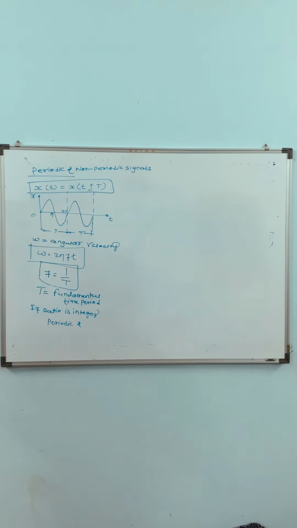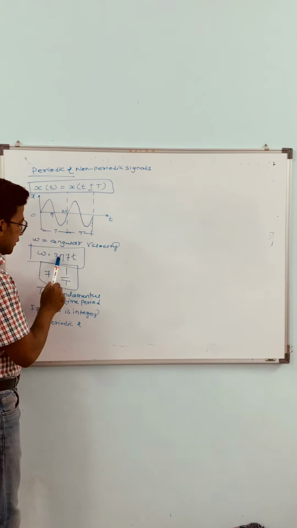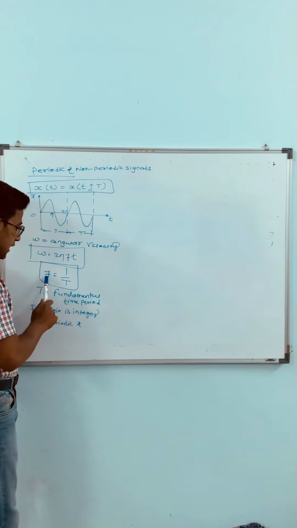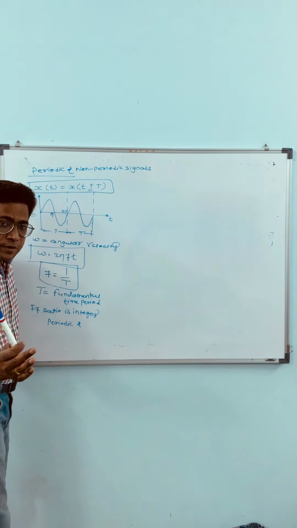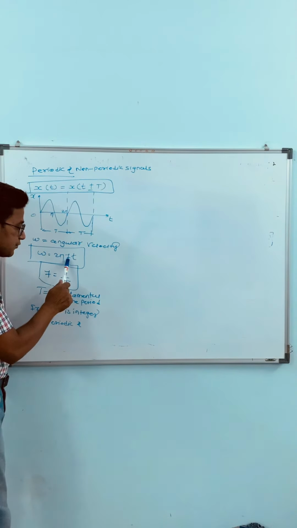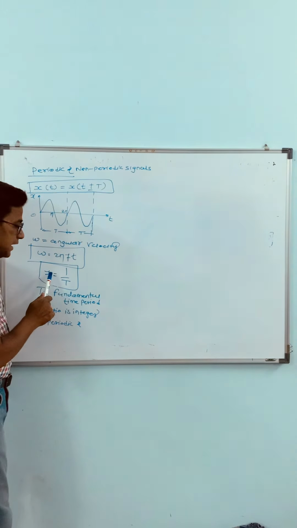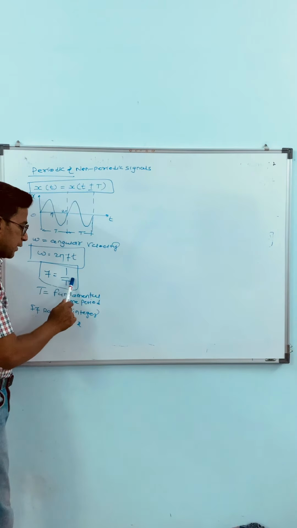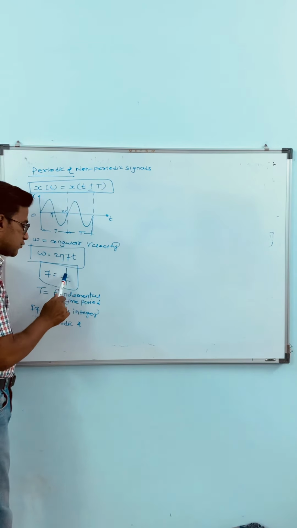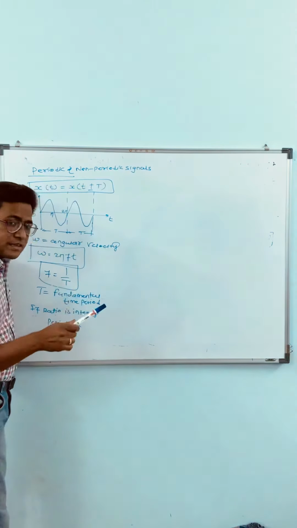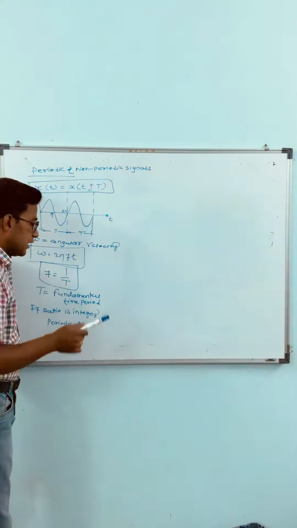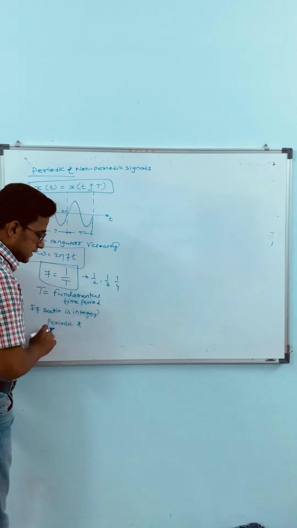I will repeat again. Omega will be 2 pi f into t. f is 1 by capital T. Whenever you have a numerical with you, you have to take out the frequency from the expression and calculate in this manner, 1 by T. If your answer is like 1 by capital T, then you can say directly the signal is periodic, otherwise the signal is not periodic. If your answer is like 1 by 2, 1 by 3, 1 by 4, you can directly say the signal is periodic.